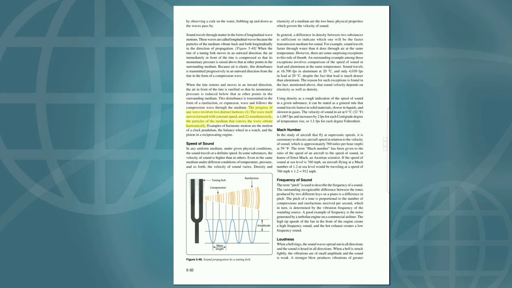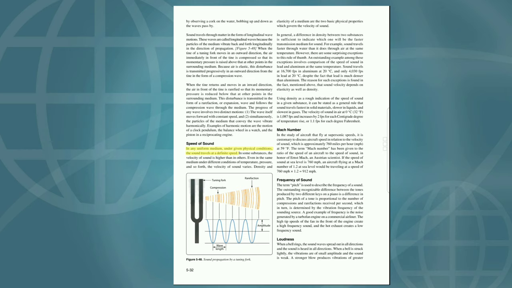1. The wave itself moves forward with constant speed. And 2. Simultaneously, the particles of the medium that convey the wave vibrate harmonically. Examples of harmonic motion are the motion of a clock pendulum, the balance wheel in a watch, and the piston in a reciprocating engine. Speed of sound.